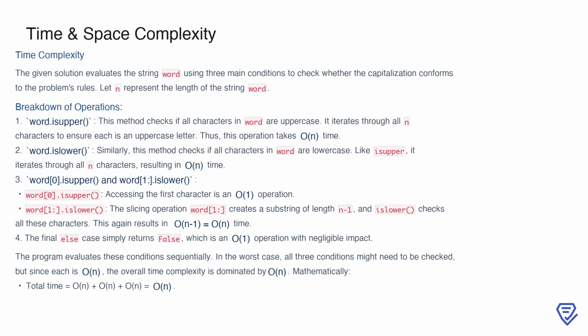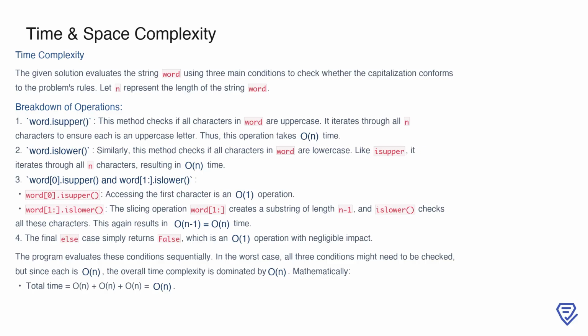The time complexity of the solution is determined by the operations used to evaluate the string. First, the word.isupper function checks if all characters in the string are uppercase. Since it needs to inspect each character individually, it operates in O(n) time, where n is the length of the string. Similarly, the word.islower function checks if all characters are lowercase, which also requires iterating through all n characters, making it O(n) as well.